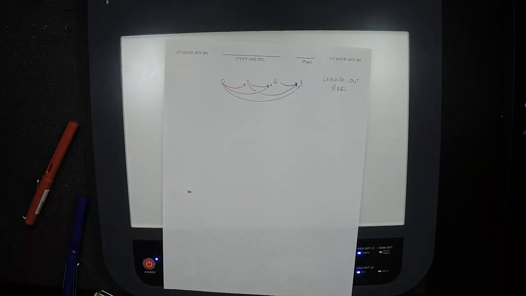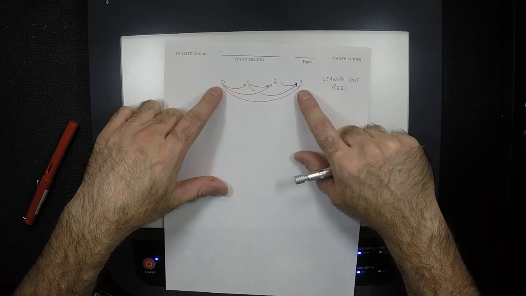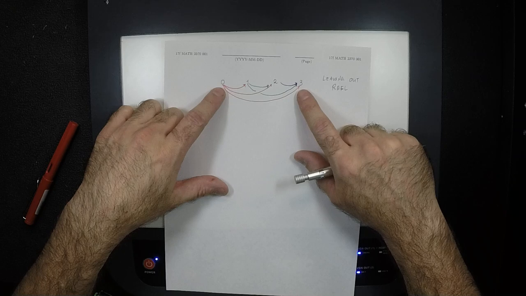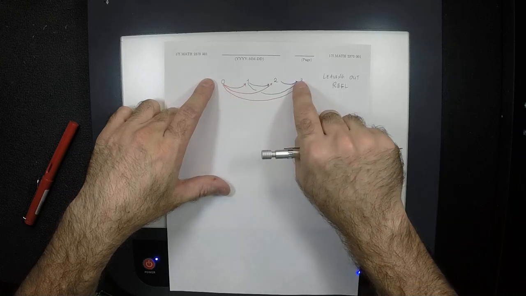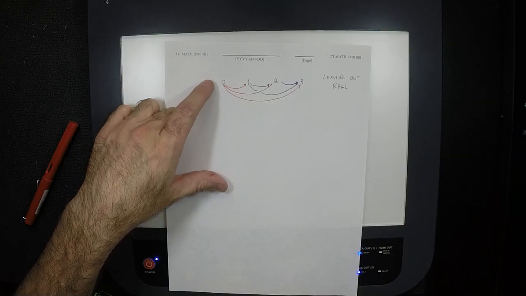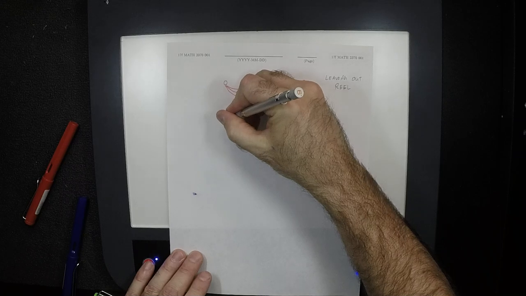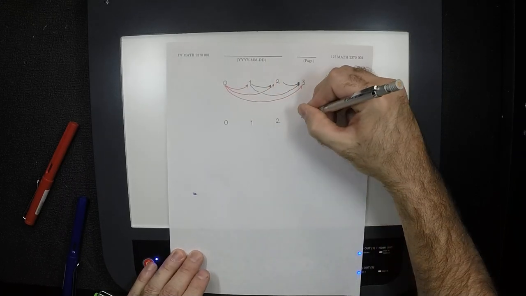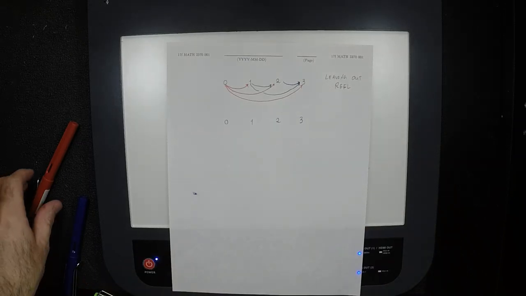Now, what can we leave out? What arrows can we delete if we don't include any arrows that are a consequence of transitivity? 0 to 3, for example. We can get rid of 0 to 3 because we could get from 0 to 3 by going from 0 to 2 and then 2 to 3. So we could leave out this long arc. What else could we leave out? 0 to 2. What else? 1 to 3. Okay, there's a bunch of them that could be left out, right? If we leave out all of the arrows that can be determined as a consequence of transitivity, then it looks like this.